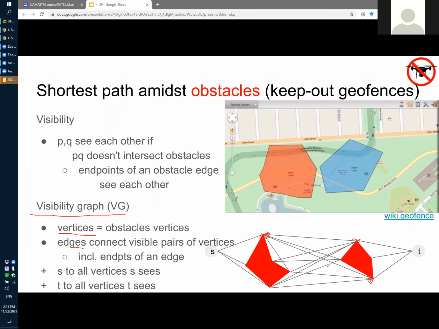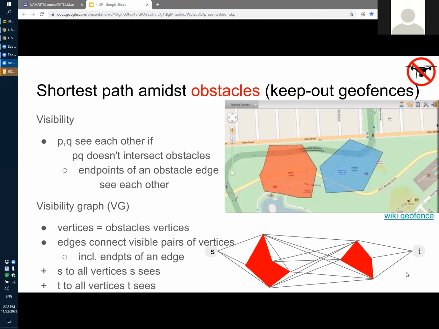So this vertex sees this vertex. So there you go. Here is a visibility graph edge. And again, since endpoints of the same edge see each other, we assume that there is also an edge between the vertices that constitute the same edge. And in addition, we take the starting point and the ending point and add edges from them to all vertices that they see. So edges like this. Okay, so that's the visibility graph of the domain. Essentially all vertices S and T that see each other.